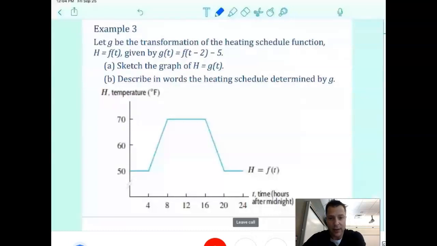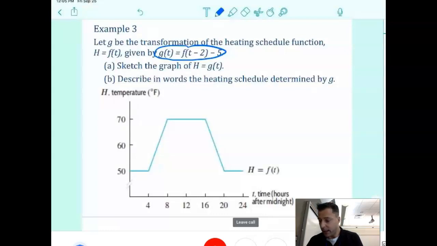So we're still talking about the heating schedule. And in example 3, they're saying G is the transformation of the heating schedule, H equals F of T, given by G of T. So here's our new function. Sketch the graph and tell me what it means. Well, here's what it means.